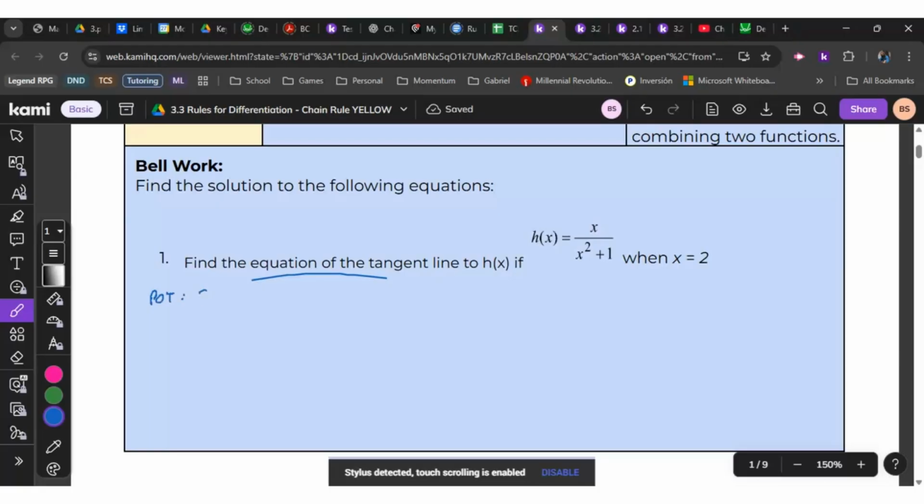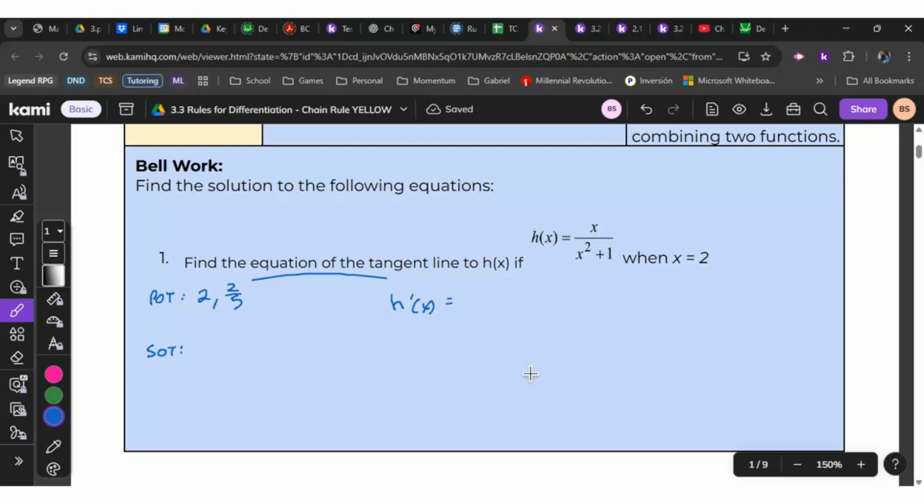My point is going to be 2, and I'm going to plug it into here, so it's 2 over 5. Then I'm going to find my slope, which means I have to first find my derivative. Quotient rule, so low d high, which is 1, minus high d low, all over x squared plus 1 squared. How do you know it's 1? Because the derivative of x is 1. Now, realistically, I could simplify that. Who cares? We're figuring it out at a point. So let's just plug it in.